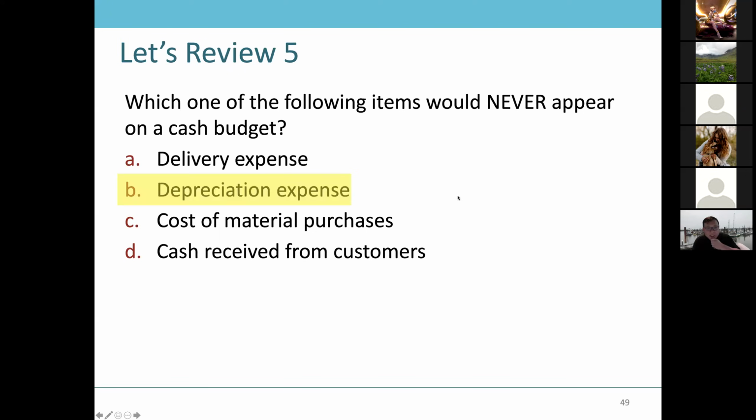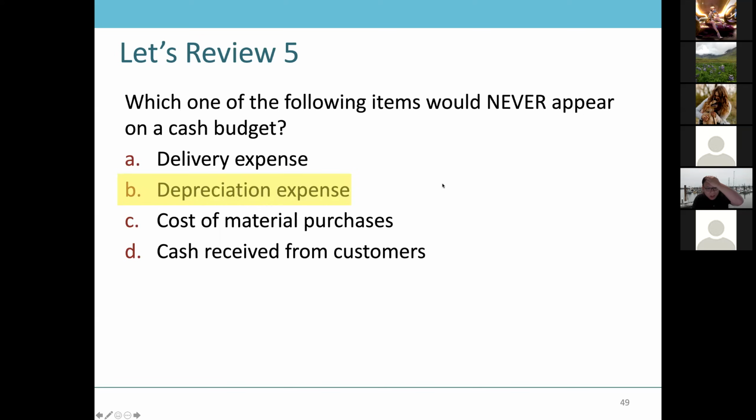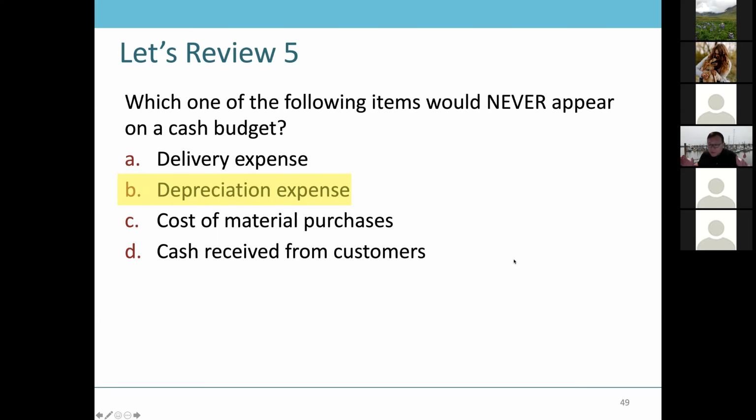So the answer is B. Okay, the answer is B. Because depreciation expenses, this is not a cash flow, right? So suppose I purchased a house in West Vancouver, cost me $10 million.